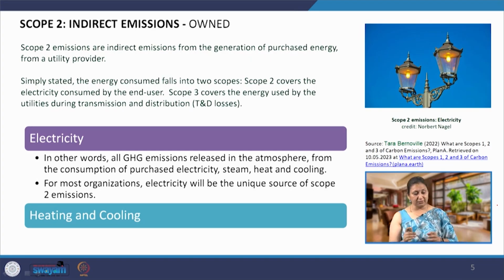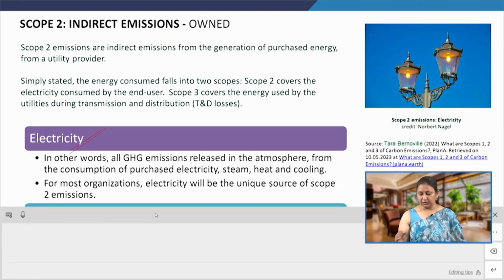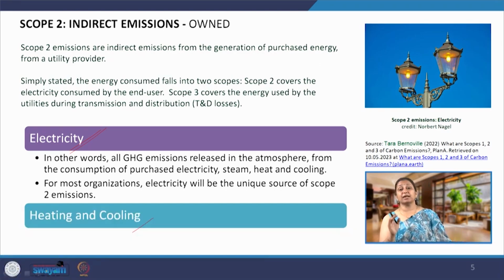So, broadly there are 2 categories, one the purchased electricity and the other the purchased heating and cooling. There is no direct emission happening at the facility within the organizational and operational boundary of the company. It is emission which is happening somewhere else, but because of the activity which is happening within my organizational boundary. So, for example, the purchase of electricity.